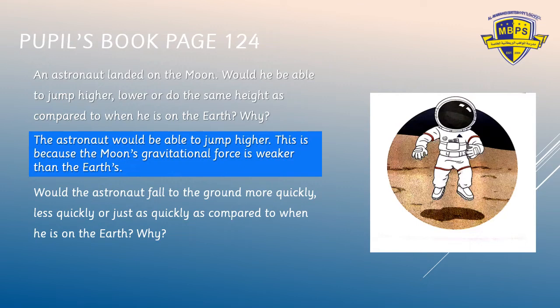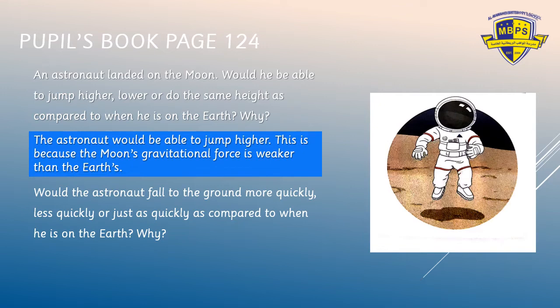Now, the next question. I think you must have read it by now, so I'll read it once again. Would the astronaut fall to the ground more quickly, less quickly, or just as quickly as compared to when he is on the Earth? And why? When he jumps and comes back, will he fall as quickly as he does on the Earth, or less quickly, or the same as the Earth?